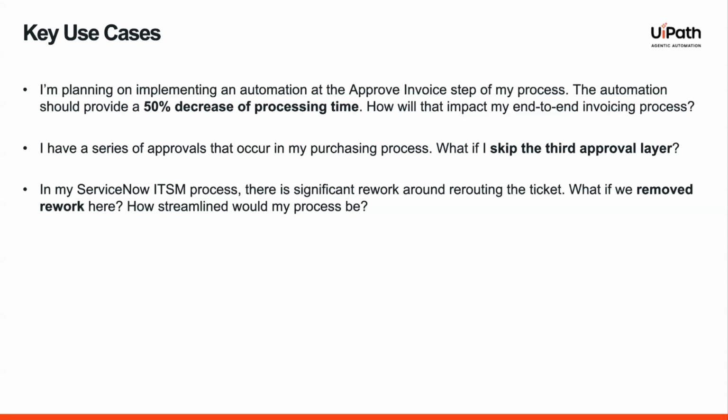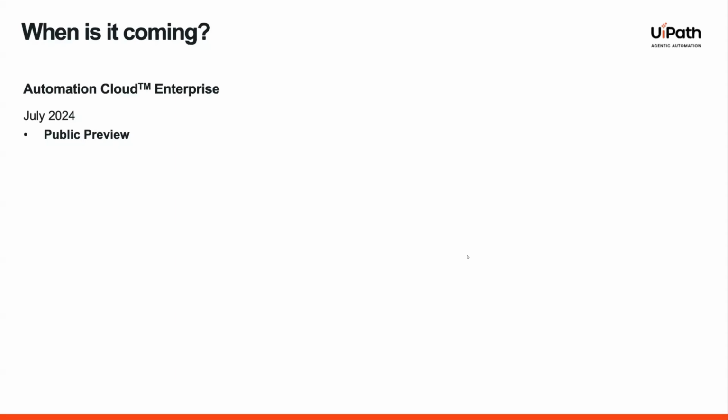Or maybe in my ServiceNow ITSM process, there's significant rework when we're getting a new ticket and it continues to get rerouted. What if we removed the rework here? How would it impact my process downstream?